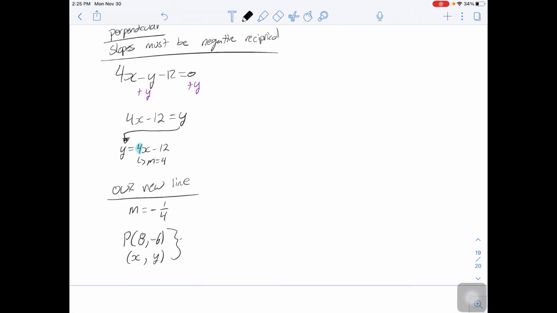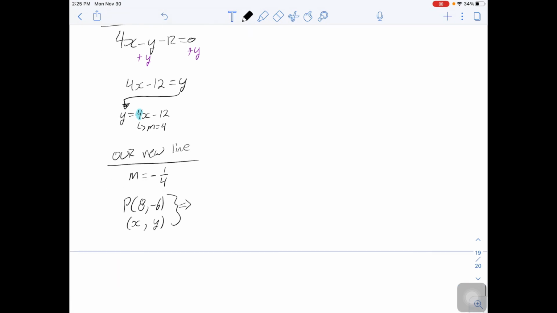Now, from here, what characteristics do we have about this line? Well, we have its slope, and we have a point that exists on the line. So we should start off by representing this line in slope point form.